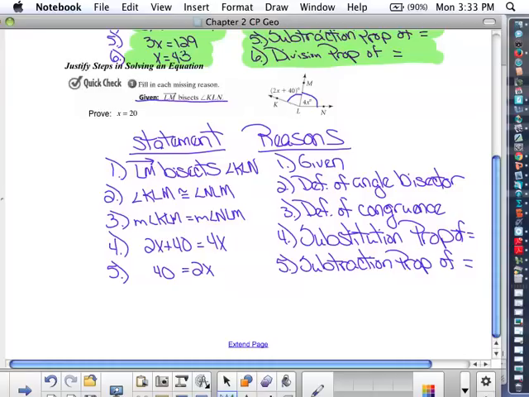Now I'm solving for x again, so I'm going to divide by 2. So 20 is equal to x. And I have used the division property of equality.